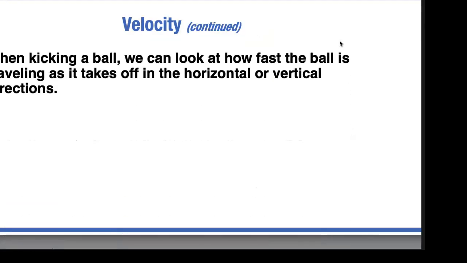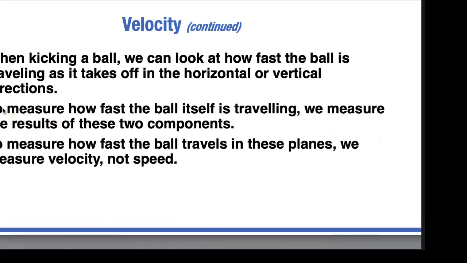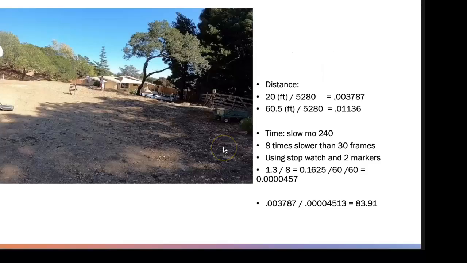So when kicking a ball, you can look at how fast the ball is traveling as it takes off in a horizontal or vertical direction. To measure how fast the ball is traveling, we measure these results with two components. We measure how fast the ball travels in the plane that we want, and then we measure velocity, not speed. All right, so I put all the numbers on the side here.